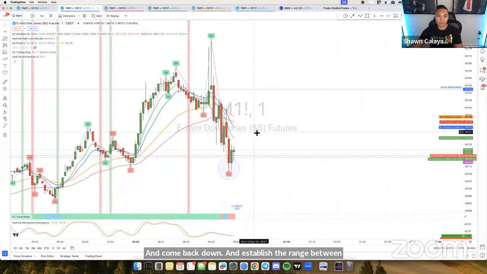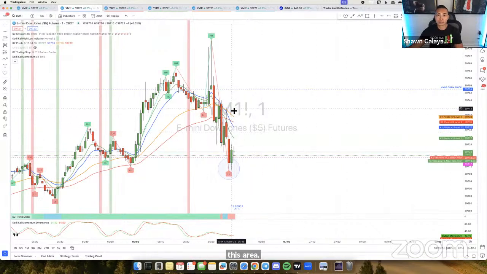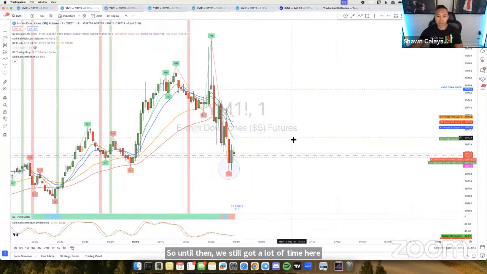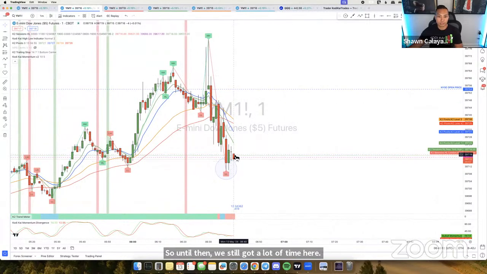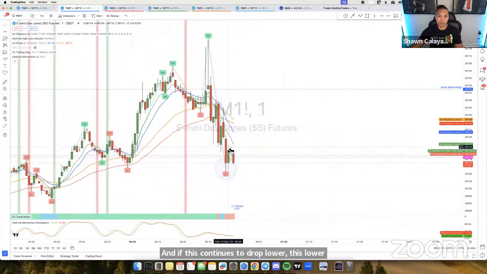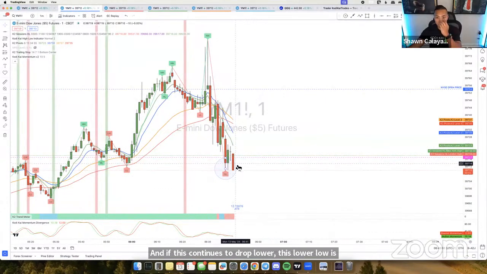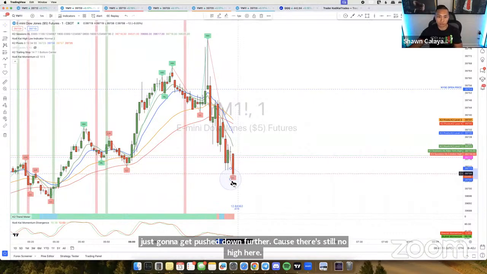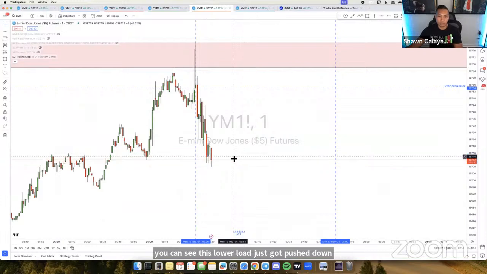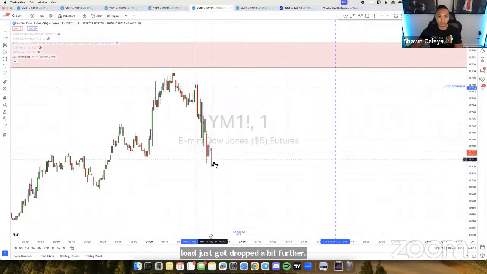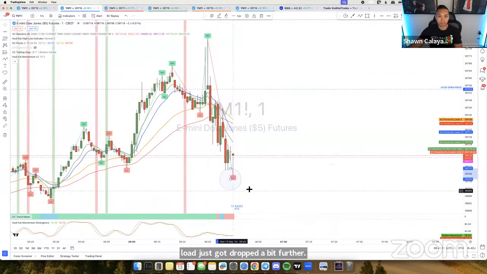So until then, we still got a lot of time here. And if this continues to drop lower, this lower low is just going to get pushed down further because there's still no high here. So it looks like that's what's going to happen. You can see this lower low just got pushed down. At that point, this is no longer going to be support. But again, another fake out. See how price is wicking back up? This whole area down here is an area of manipulation.